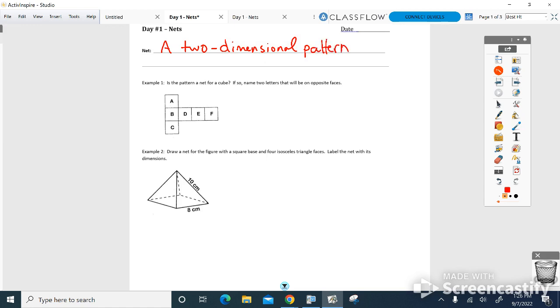Think about it, a bunch of shapes put together, lying on your desk. What am I going to do to this two-dimensional pattern? I'm going to fold it. That can be folded, and after I fold it, I end up with a three-dimensional shape, correct. So it's a two-dimensional pattern that can be folded to form a three-dimensional figure.